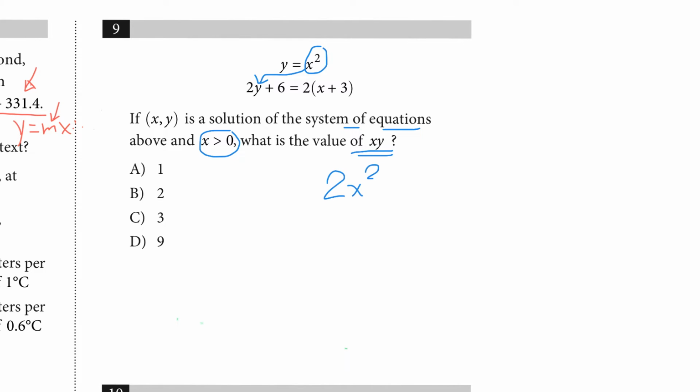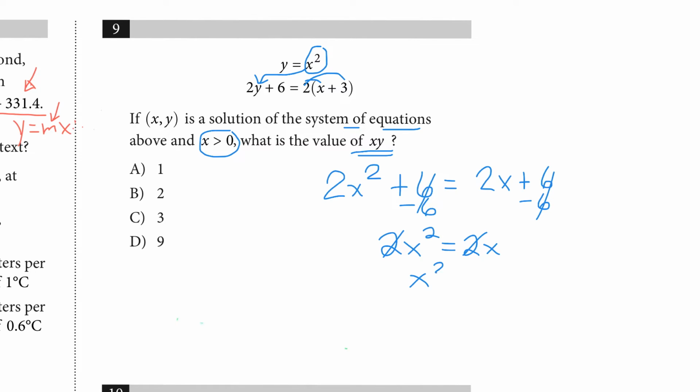So you're going to have 2x squared plus 6 is equal to 2 times x plus 2 times 3. So I have 2x squared plus 6 is equal to 2x plus 6. I'm using distributive property on the right-hand side. And I've already replaced y with x squared. So if I subtract 6 on both sides to simplify this, I now have that 2x squared is equal to 2x. And if I divide by 2 on both sides, I now have that x squared is equal to x.